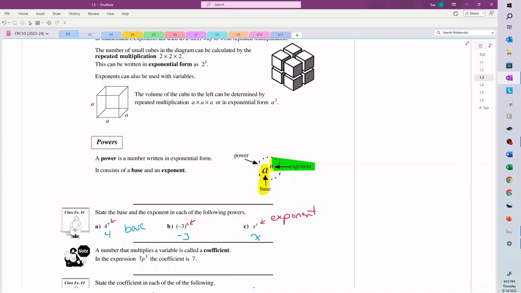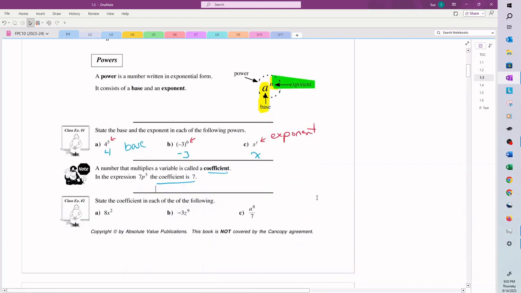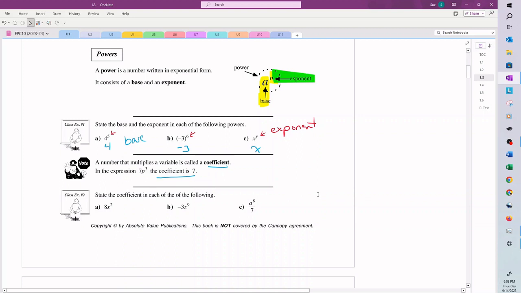All right. Another important vocabulary term is coefficient, and that is what we're multiplying a variable by. So in this expression, 7p cubed, the coefficient is the 7. So take a minute and see if you can identify the coefficient in each of these. Pause the video and then start it back up again. All right, the coefficient here is 8. Here it's -3. Here it's 1/7 because we can write that as 1/7 times a to the power of 8, or you could put that over 1 if you want. So the coefficient is 1/7 because that's the number we're multiplying it by.